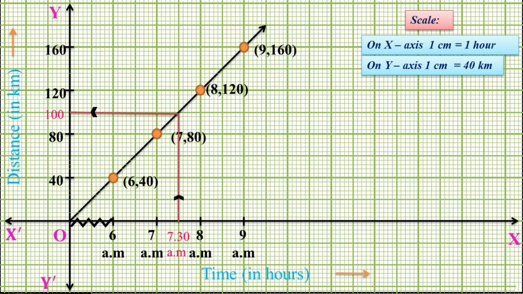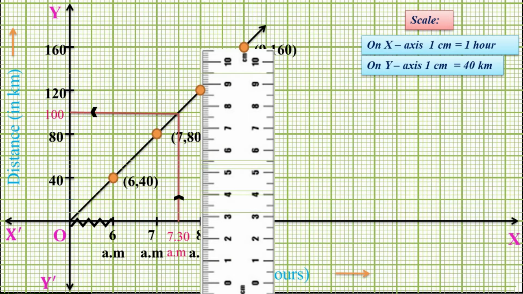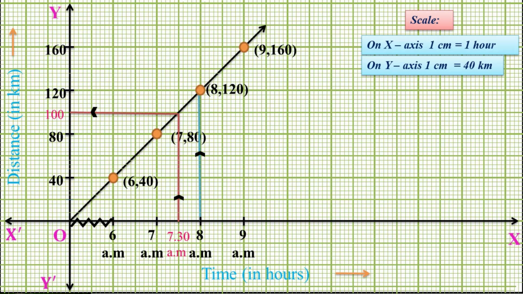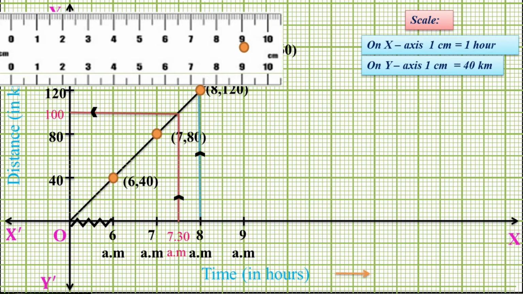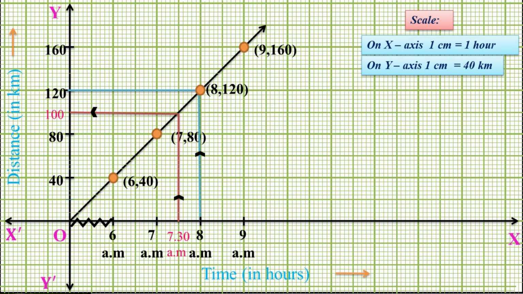Next, we mark 8 am on the x-axis. Draw a vertical line to meet the linear graph. Now we draw a horizontal line to meet the y-axis at 120 km.